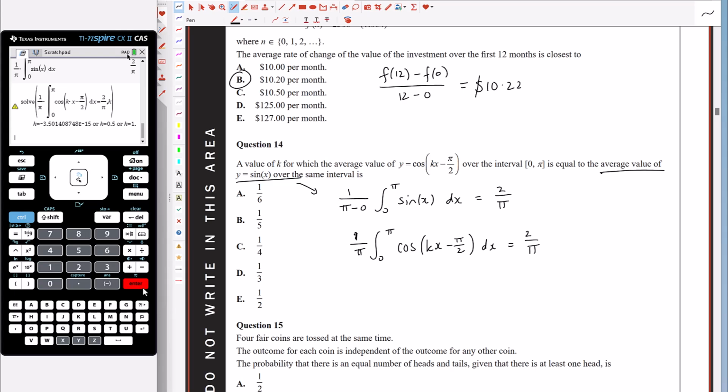Okay, so we're over the interval from 0 to pi, so obviously the negative solution's not in that interval. 0.5 and 1 are both going to be in that interval, but 1's not an option, and so it has to be 0.5, so option E for us here.